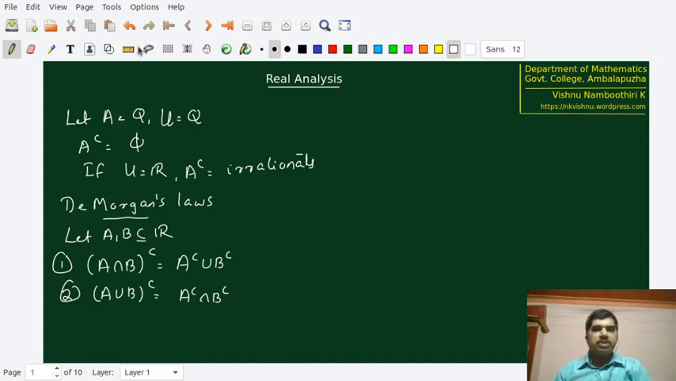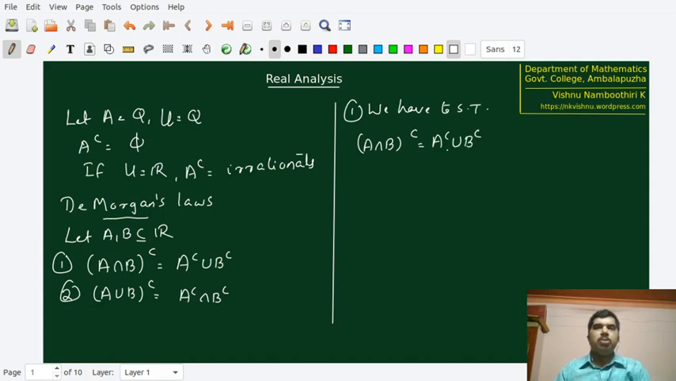We will proceed to verify the first part. In the first part, we have to show that (A intersection B) complement equals A complement union B complement. Whenever we have to show that two sets are identical, one usual technique is to establish that the first set is a subset of the second one, and the second set is a subset of the first. That means each of them is contained in the other. So we are going to follow exactly the same technique even here. We will take (A intersection B) complement and show that it's a subset of A complement union B complement. And on the other hand, we will show that A complement union B complement is a subset of (A intersection B) complement. So we start from the LHS.